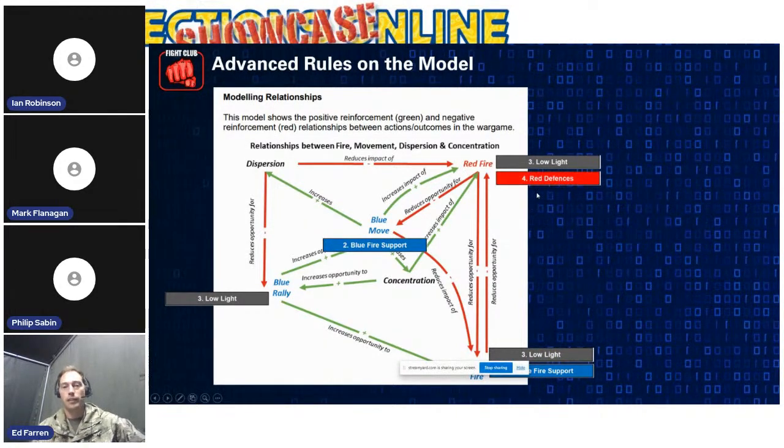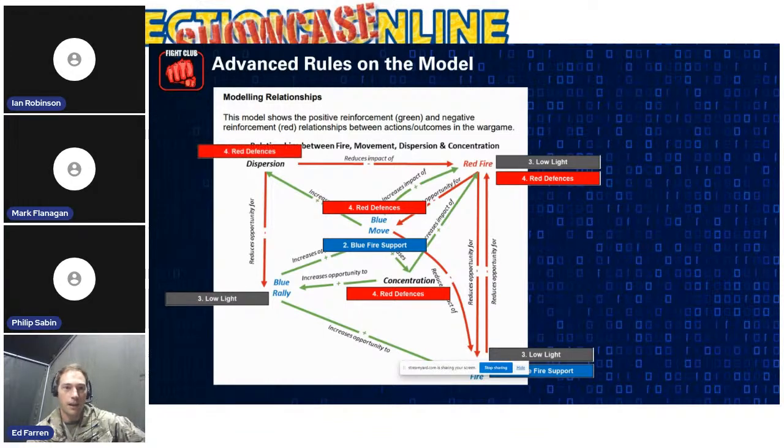Red defences improve red fire if it's the mortars, limit blue movement if it's the minefields or the wire, and it forces you to concentrate because you want to go through one bit of the minefield rather than all of it, and also encourage you to disperse because they've got the depth defenses. If you all concentrate at the side, you're going to get hit. And then the advanced morale affects the rallying, and then the red fire.